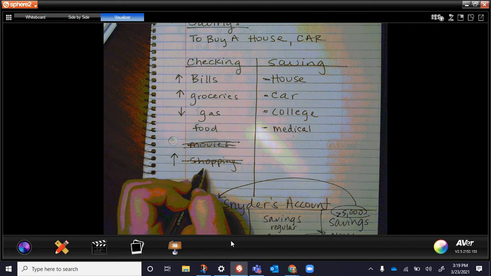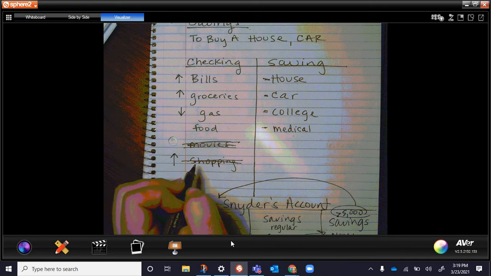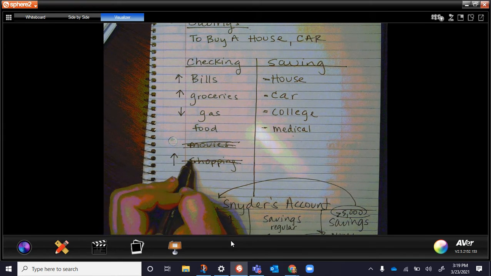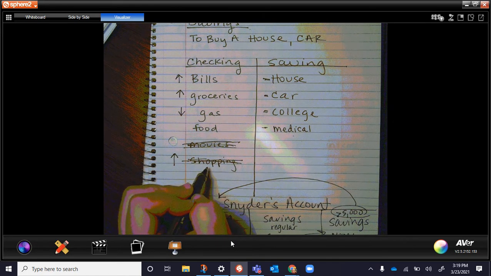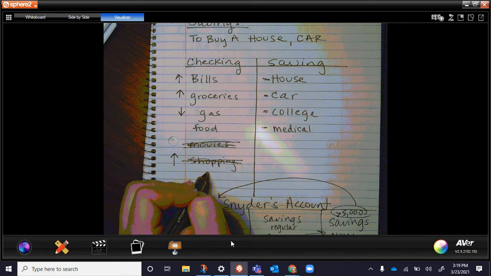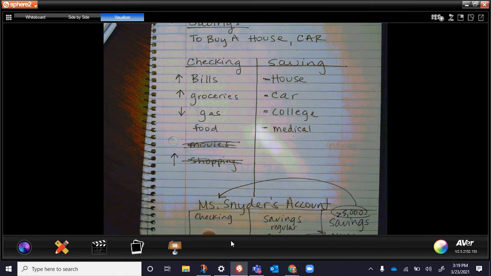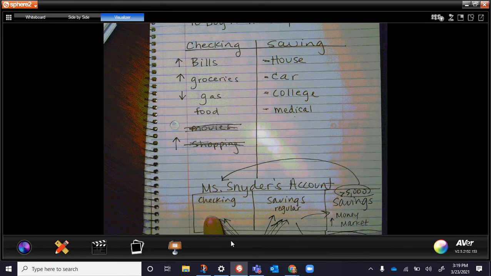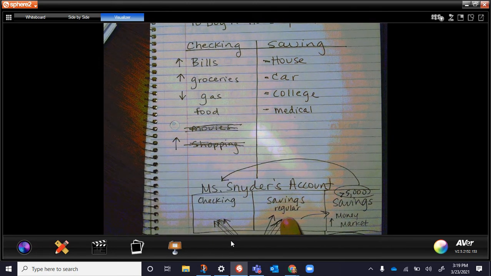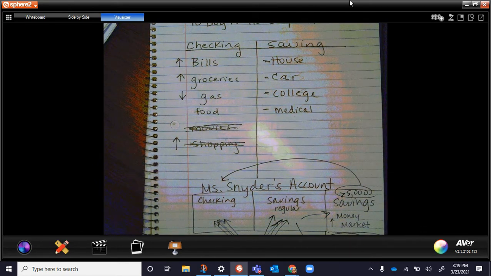Or when we moved into our house, I did a lot of shopping for new furniture and things to decorate our house that we needed. But now that I already have that, I don't keep doing that. So there's some months where things might be higher, where I may need more money in my checking account versus another month. I may not spend as much, and I may be able to save more and earn more interest. So that's what we talked about in math.